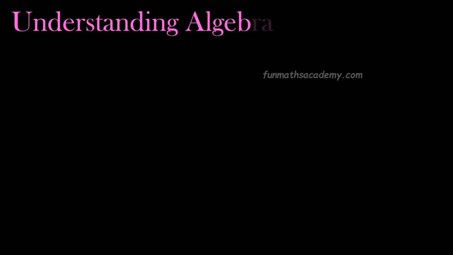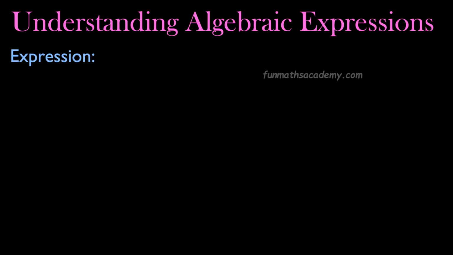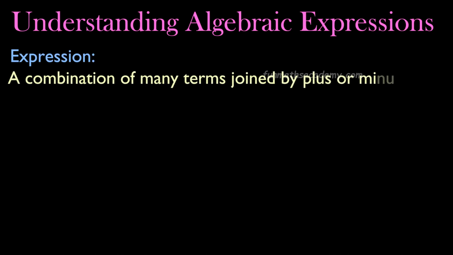An expression is a combination of many terms. An algebraic expression is made up of one or more terms joined together by plus or minus signs. Let us look at some examples. For example, the expression 3x plus 5 has two terms, 3x and 5.